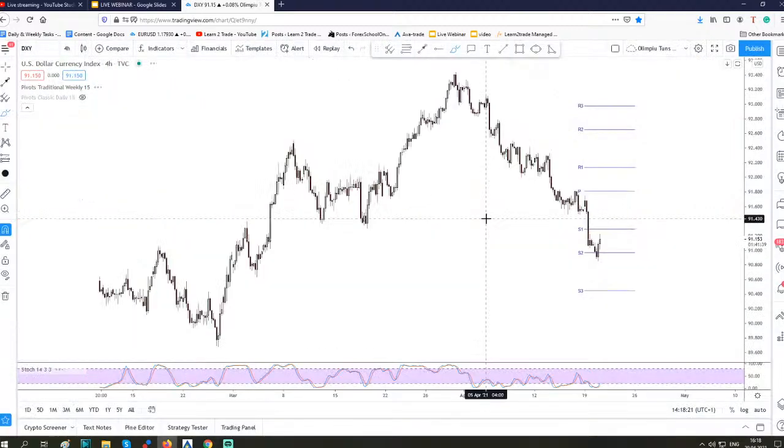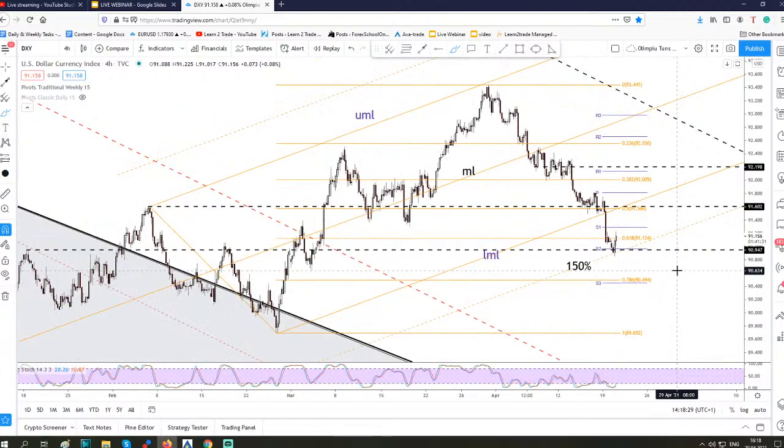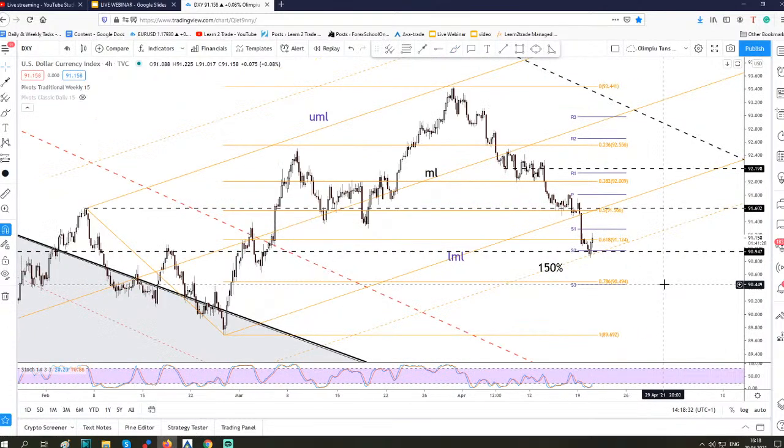And let's take a look here on the DXY, on the US dollar index. As you already know from my previous live webinars or from my video analyses, I've told you that the breakdown here below the 50%, below the lower medium line, could send the price towards the S2, the weekly support. It has found a support.